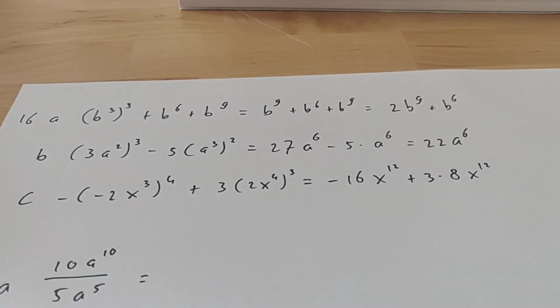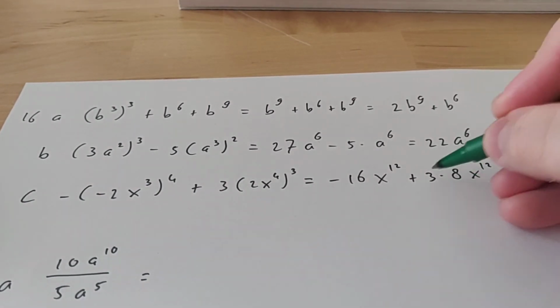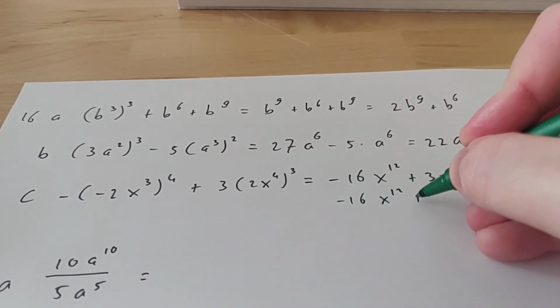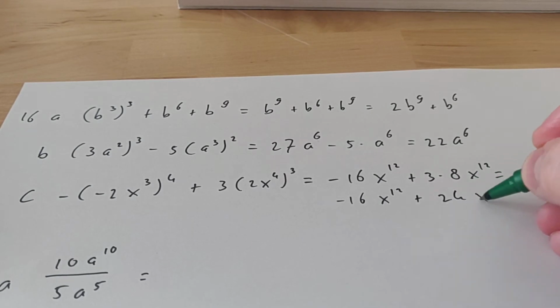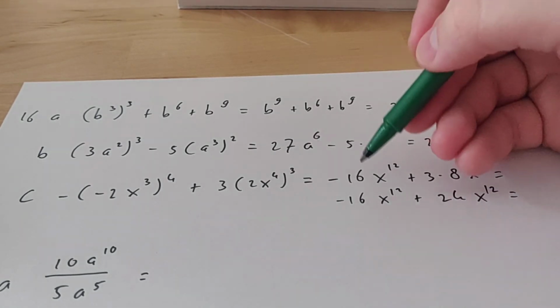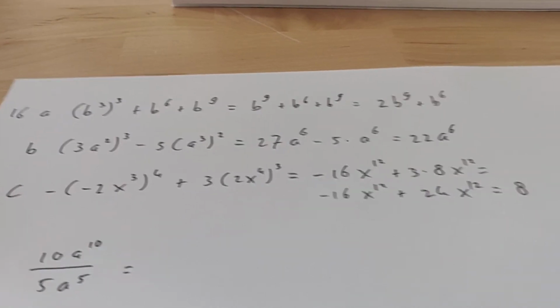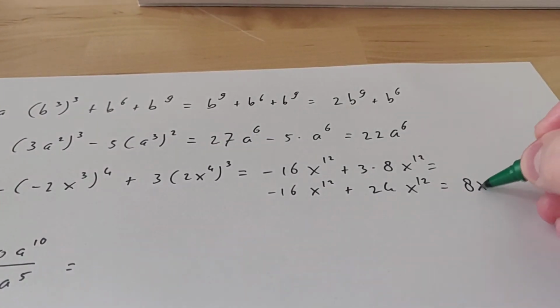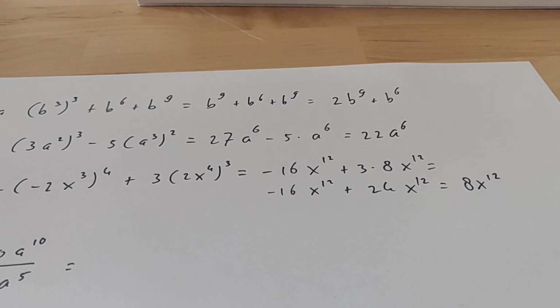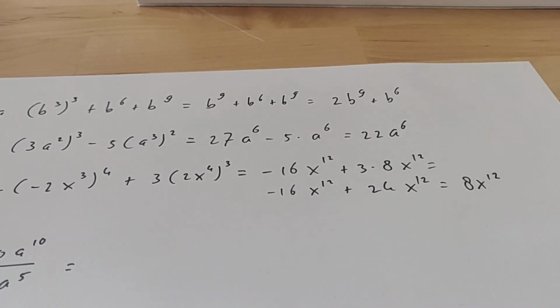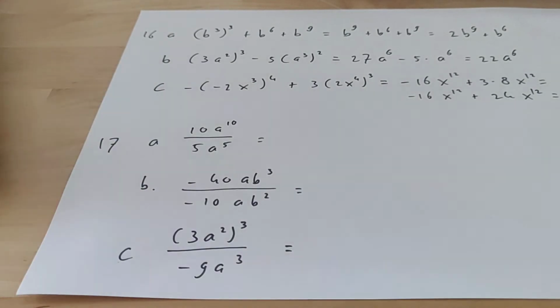Now before we simplify this further, we need to multiply that. So here we have minus 16x to the power of 12, and 3 times 8 is 24x to the power of 12. So minus 16 plus 24 is going to be 8. So the answer is 8x to the power of 12. So when you add them, the powers don't change. Right? There are a lot of different rules that you need to know and apply. Right? We're going to go to exercise 17 now.